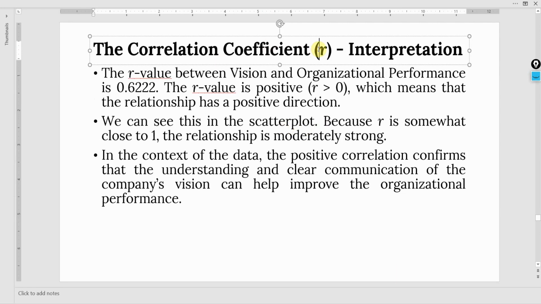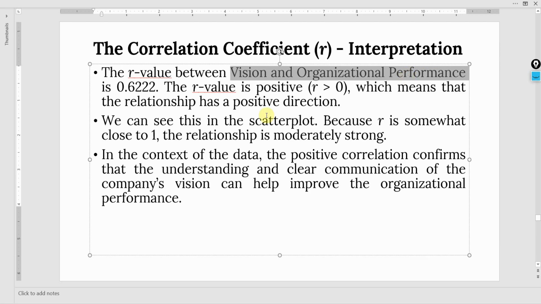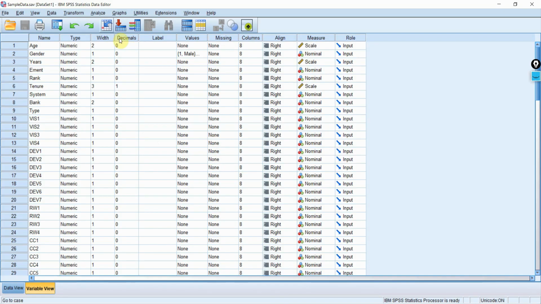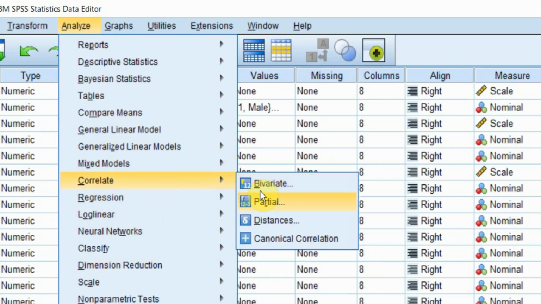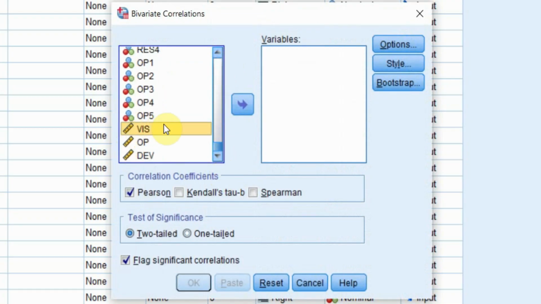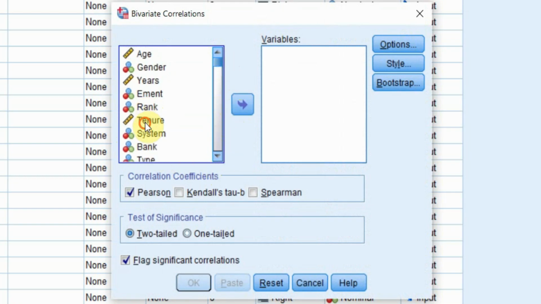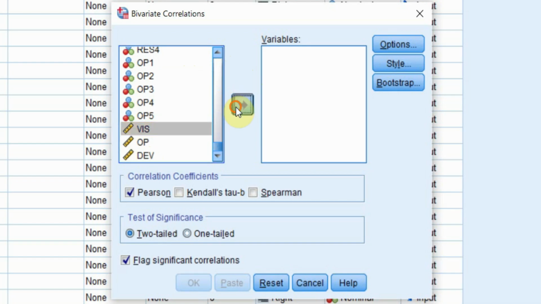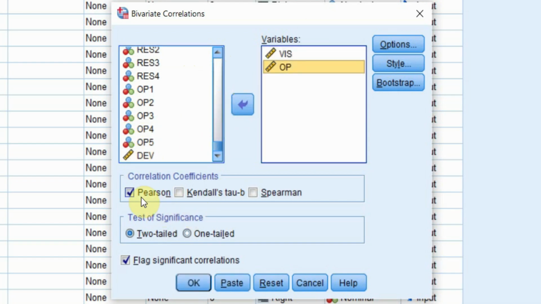How do we interpret it? Let's look at an example. I'm going to test the relationship between these two variables. Let's do it in SPSS. Go to Analyze, Correlate, Bivariate. I have already created a single composite variable for vision and organizational performance. I did it in the previous session as well. You simply transform or compute a single variable by taking the mean of these four variables, and similarly for OP. So let's put in vision here, OP here, Pearson, all good.